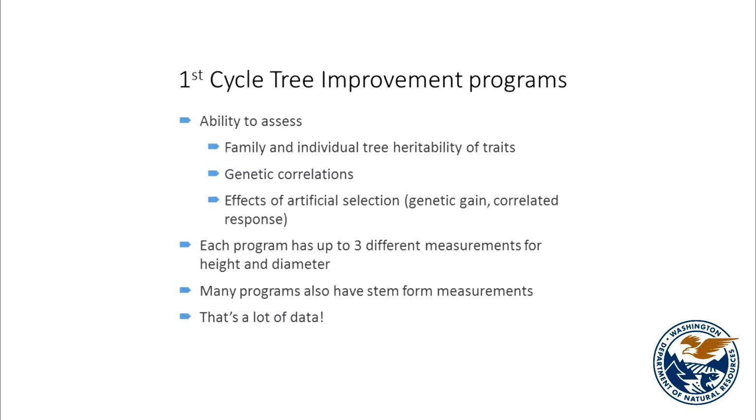What's important about these different tree improvement programs is they give us the ability to assess family and individual trait heritabilities. We can look at the genetic correlations of different traits within these families, and then we can also start to think about what the effects of artificial selection are. So what kind of genetic gains are we getting? What are our correlated responses? And then there's a lot of data associated with these test sites. Each program had up to 3 different measurements for height and diameter, and many programs also had different stem form measurements done.